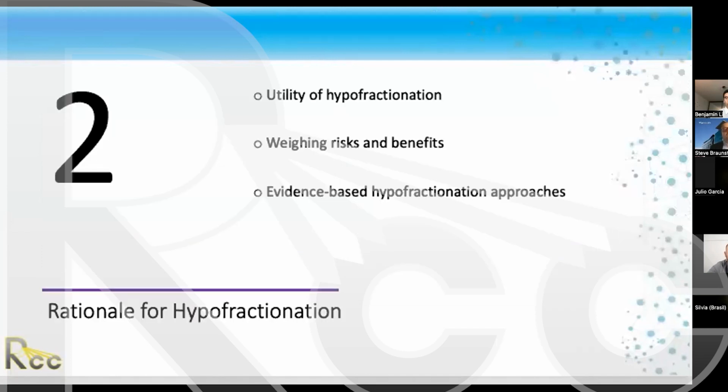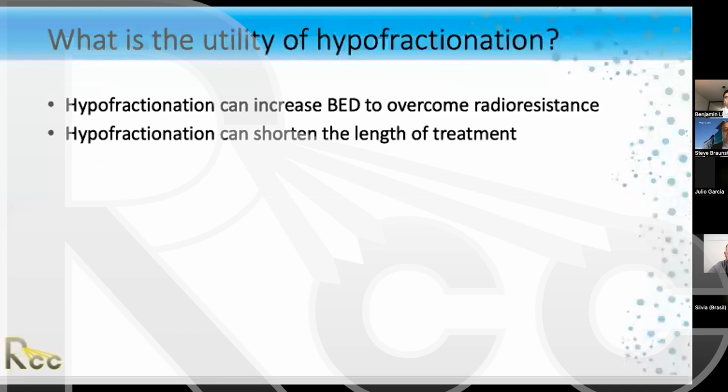So I'll move on as we want to get into the hypofractionated component of the talk, and we'll talk about the rationale for hypofractionation. Again, you've had a series of talks on hypofractionation. What's the utility? Well, it includes the fact that you can increase the biologic effective dose to overcome potential radiation resistance. So hypofractionation can be a form of dose escalation.